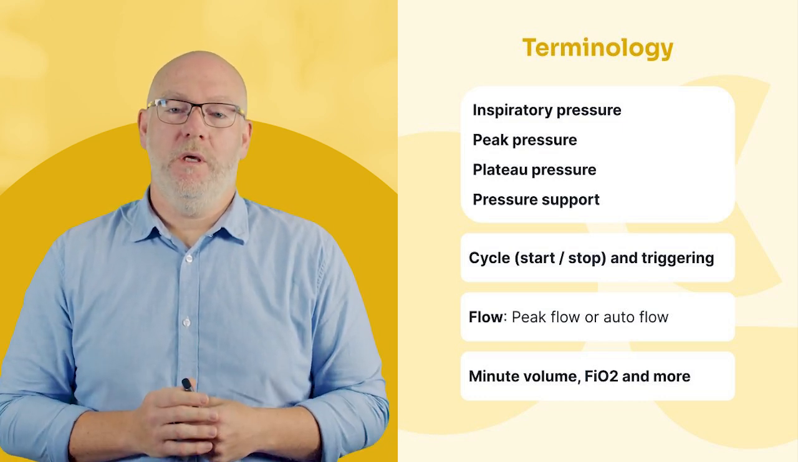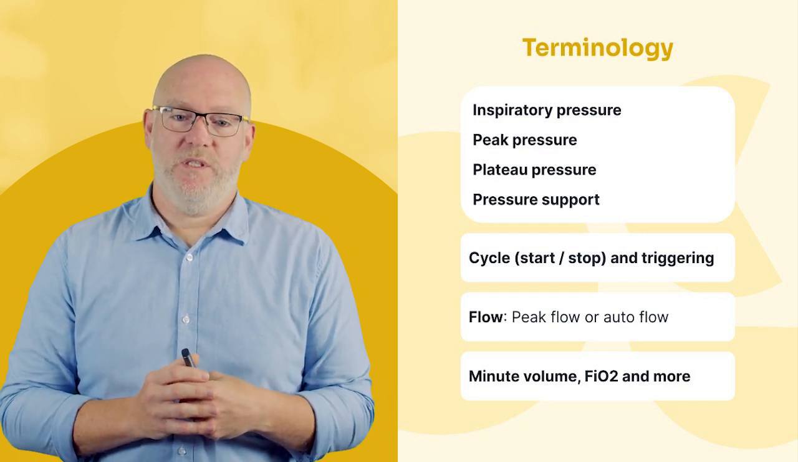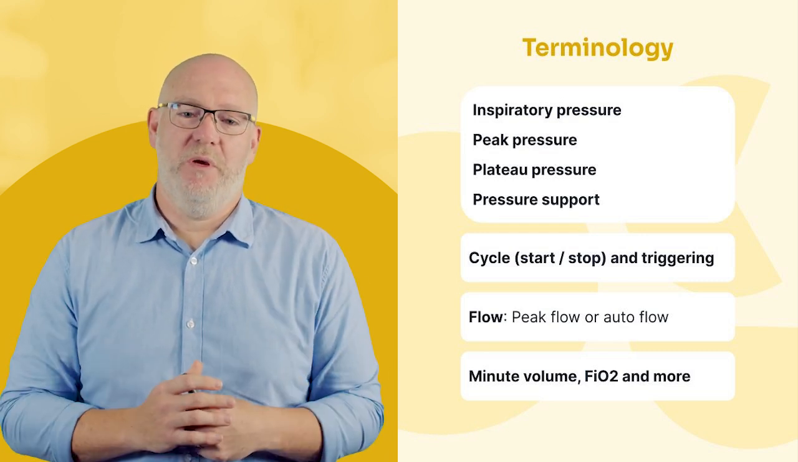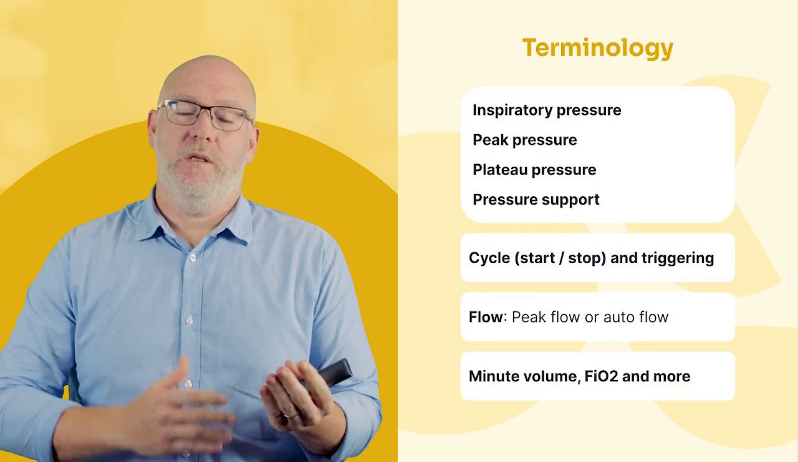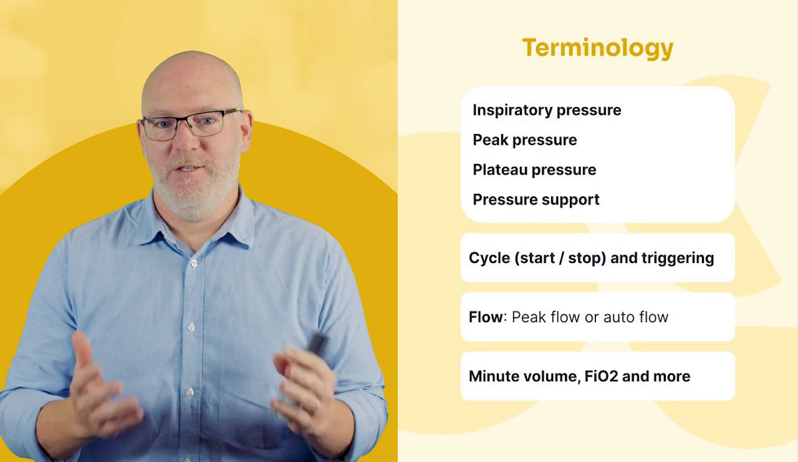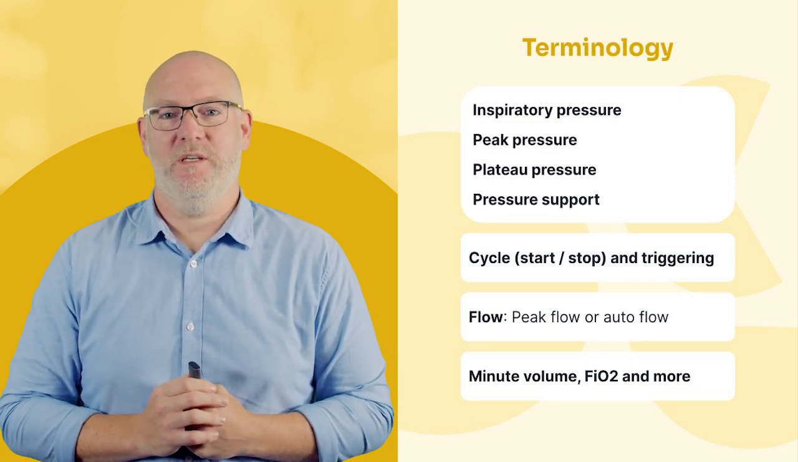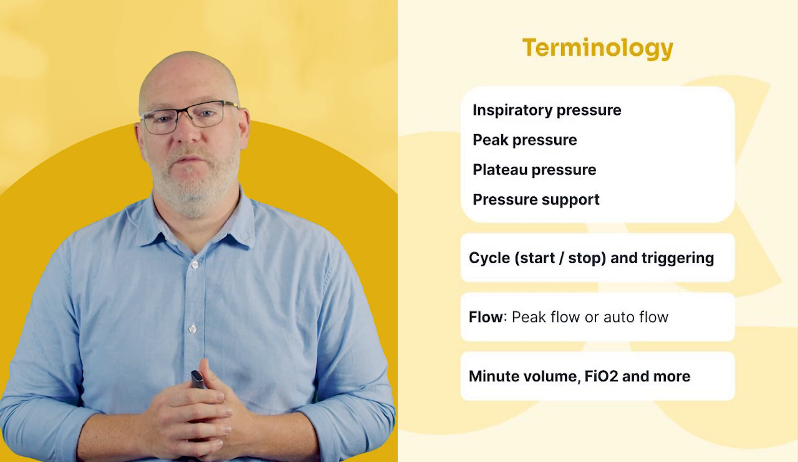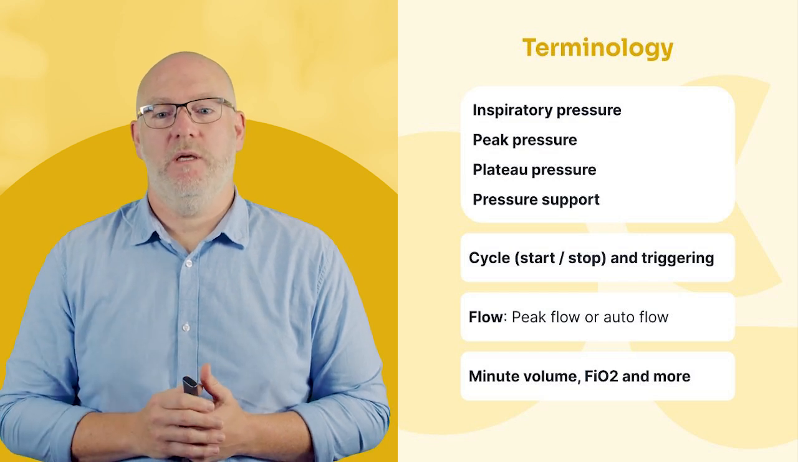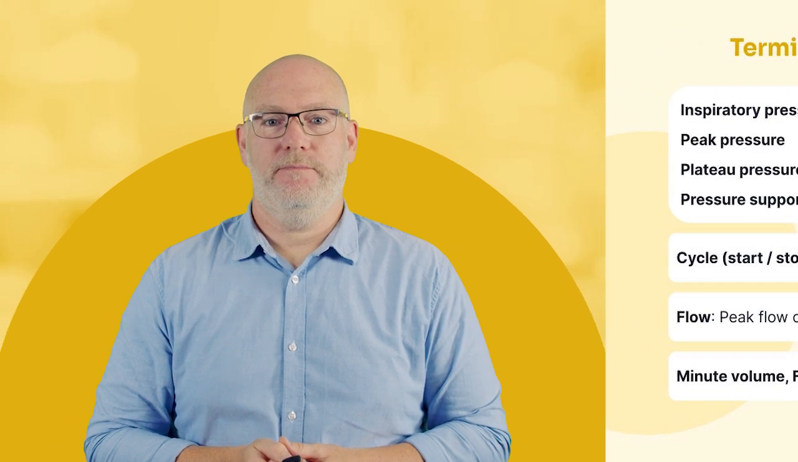Minute volume, that's how we control our patient's arterial pressure of carbon dioxide and in turn their pH. That's your respiratory rate times your tidal volume. Gives you your minute volume or minute ventilation. Again, terminology, there's multiple names for the same thing, which is why it's so confusing. FiO2, I'm sure we're familiar with. That's just the oxygen. And there's many, many more, but we're covering some basics of ventilation today.